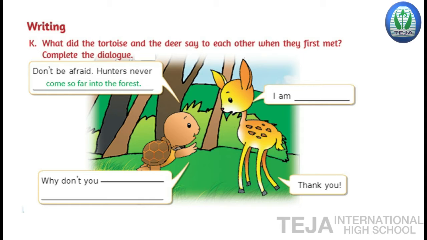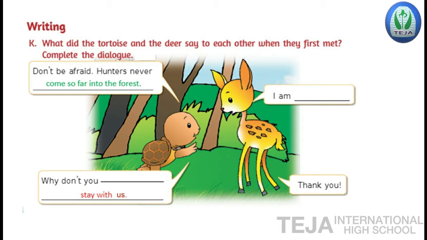Okay. Next. Why don't you dash? The tortoise is also telling the deer, why don't you dash? So what did it say to the deer, children? Why don't you stay with us?